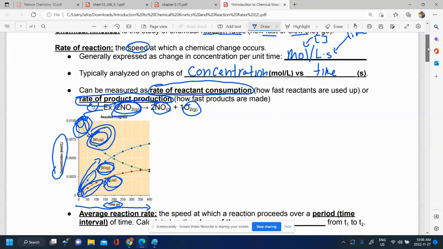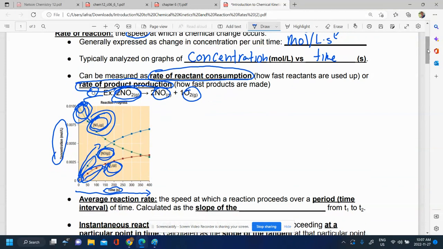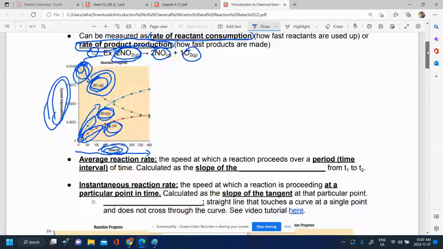So again, this was a graph of concentration versus time, and you can use this graph of concentration versus time to monitor reaction rates. There's actually two ways you can calculate reaction rates, or there's two types of reaction rates you can calculate. There's what's called the average reaction rate, and there's also what's called the instantaneous reaction rate. The average reaction rate happens over a period of time, a time interval.